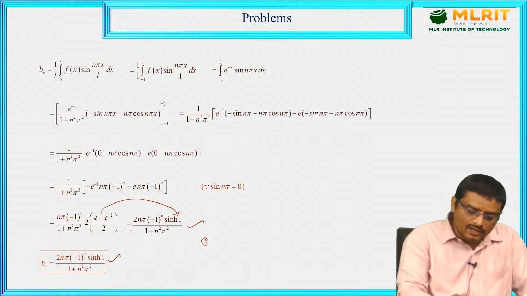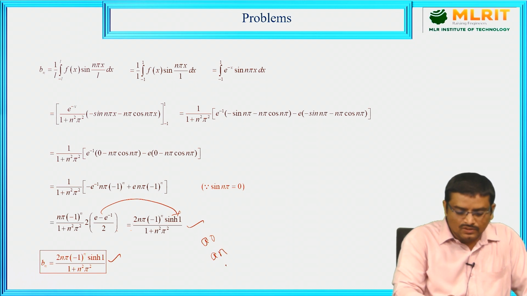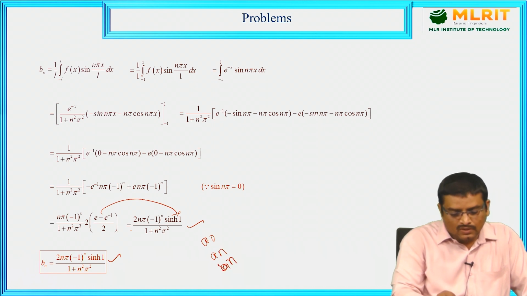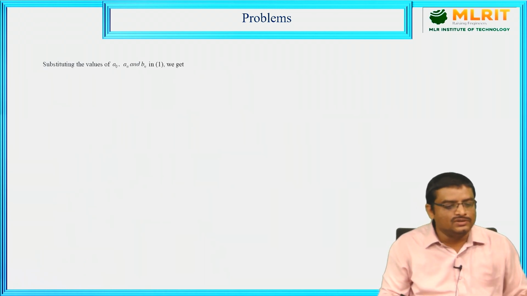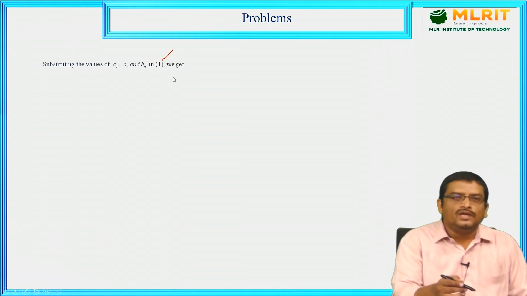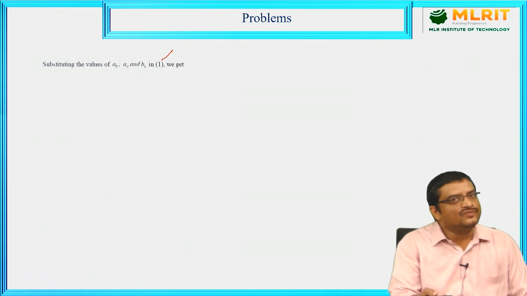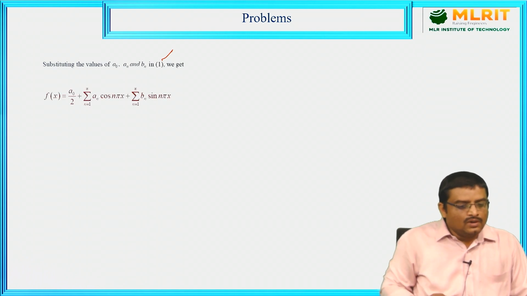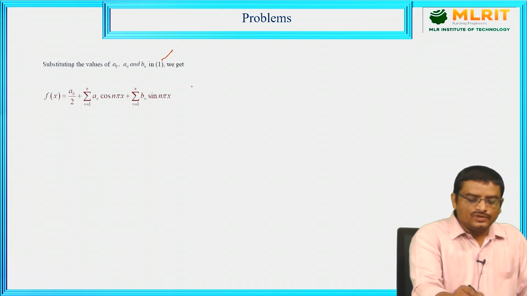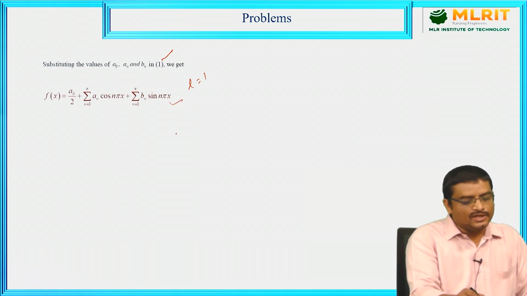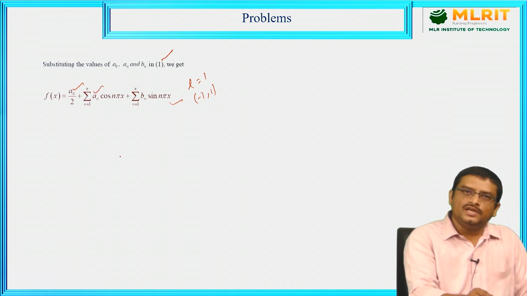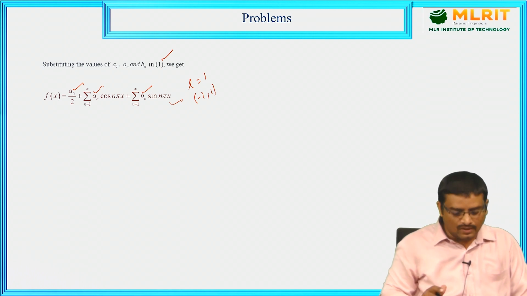Now we got a naught value, an value, and Bn value also. Once after finding a naught, an and Bn, immediately you substitute those values in equation 1. Equation 1 is nothing but the standard formula to find the Fourier series. After substituting L is equal to 1 in the standard formula, we got our resultant Fourier series expansion in the interval minus 1 comma 1. Now in place of a naught replace a naught value, in place of an replace an value, and in place of bn take bn value here.